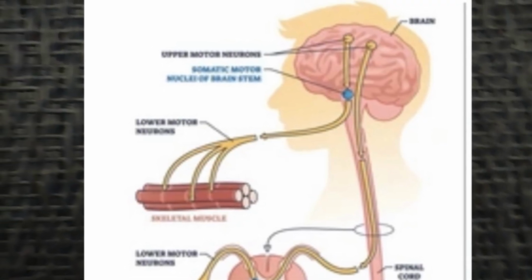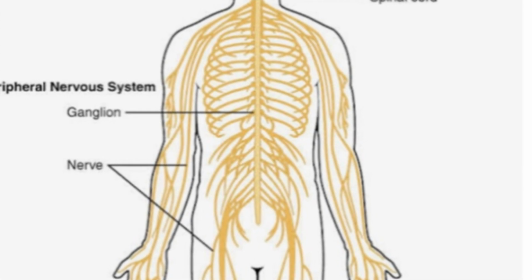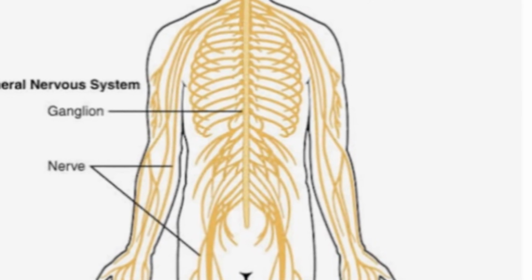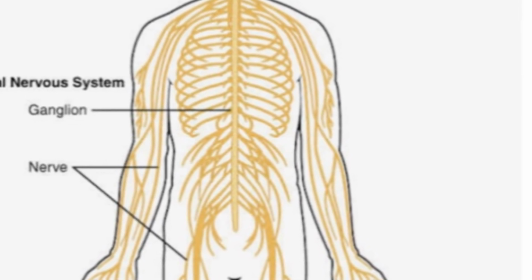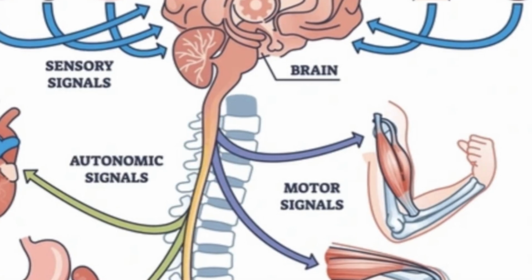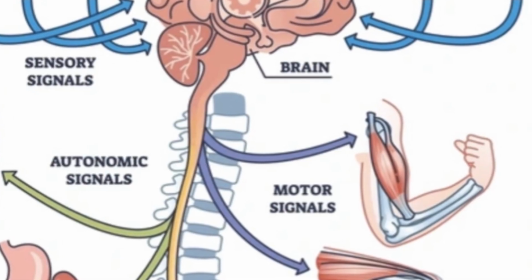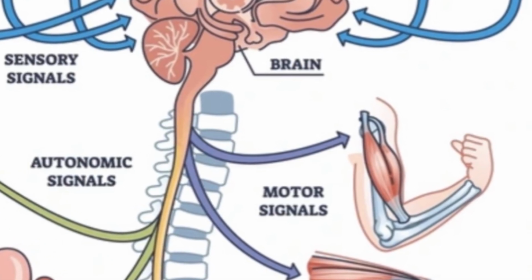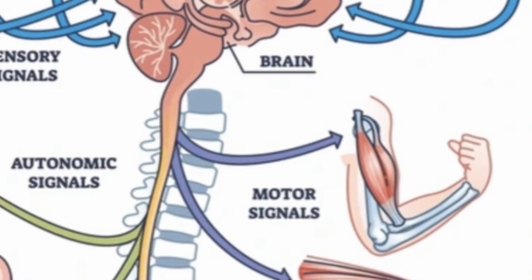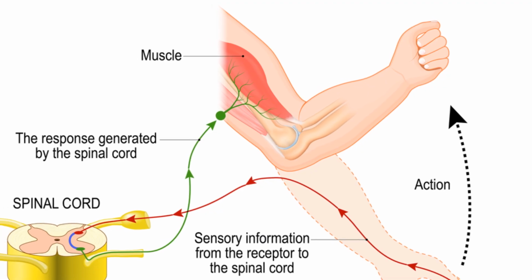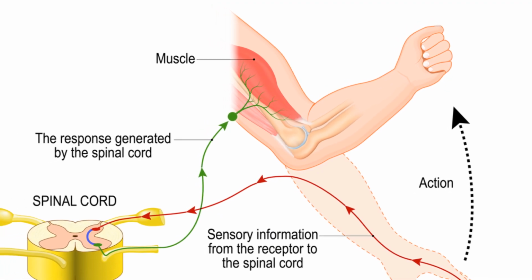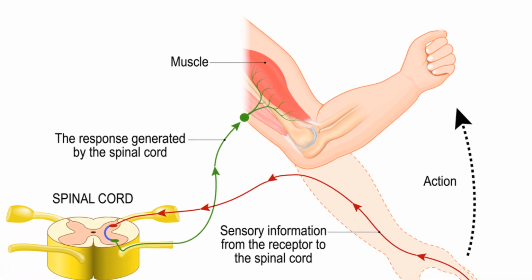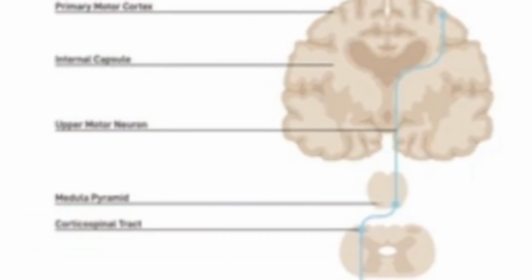The word somatic comes from the ancient Greek word soma, which means body. The term was adopted into English, retaining its core meaning of pertaining to the body. The voluntary somatic motor pathway is the neural pathway that controls conscious voluntary movements of skeletal muscles. It involves a two-neuron chain, upper motor neurons and lower motor neurons.